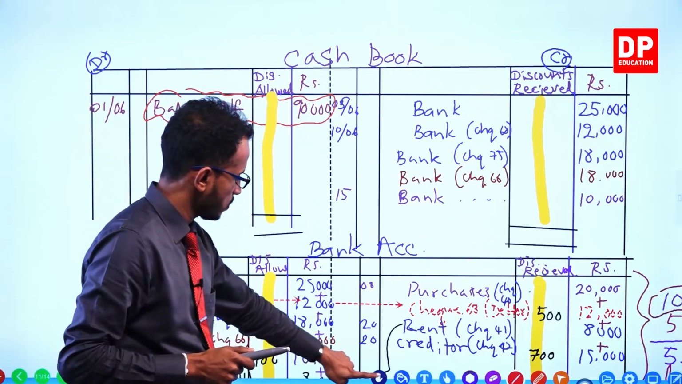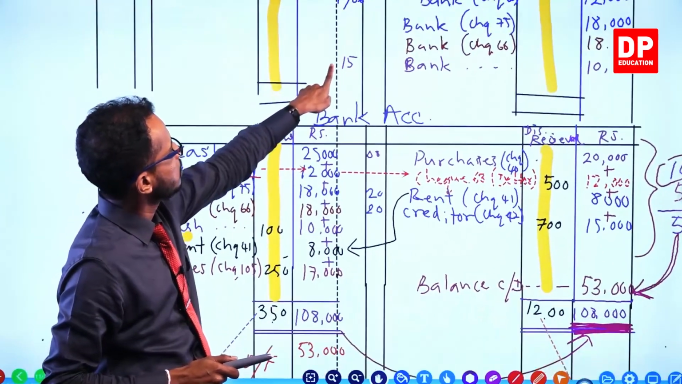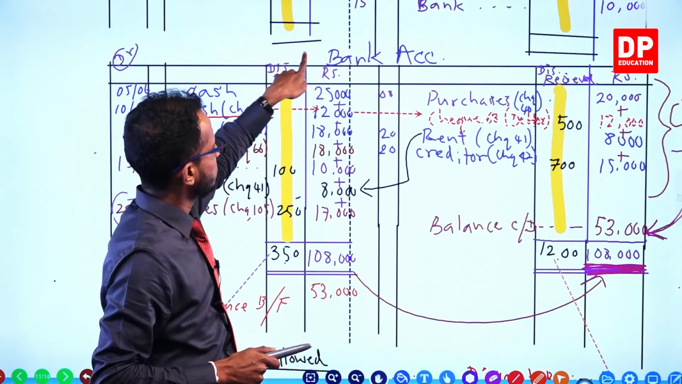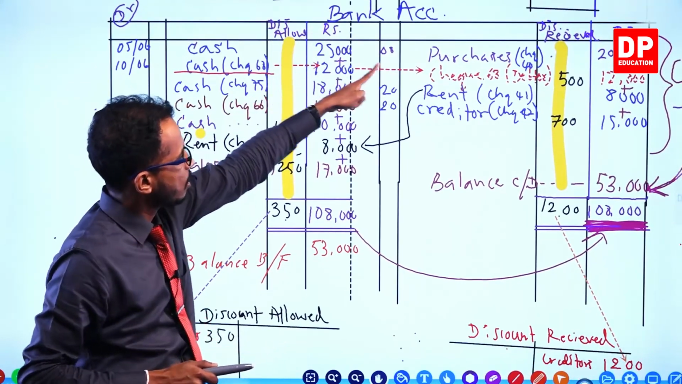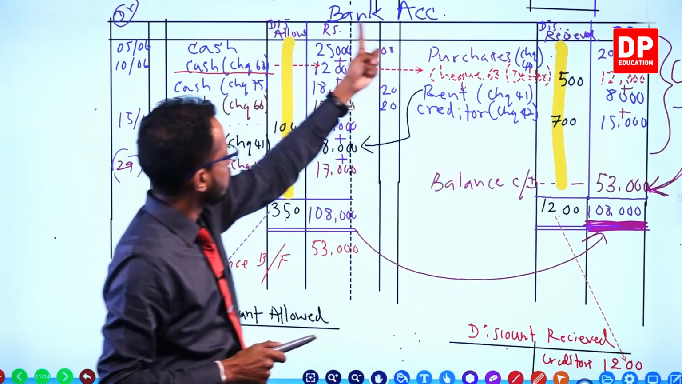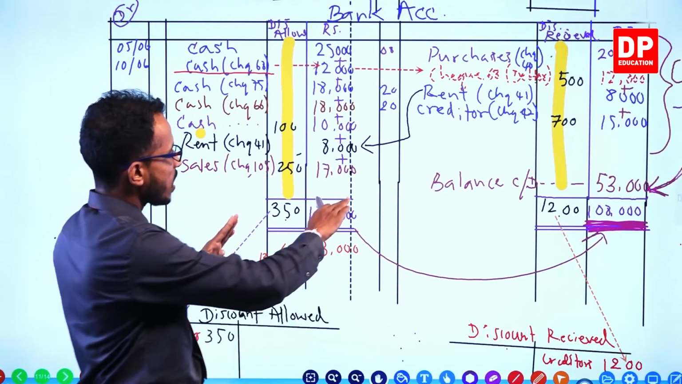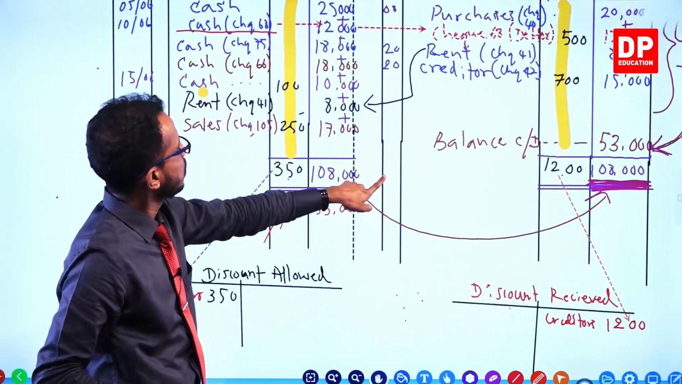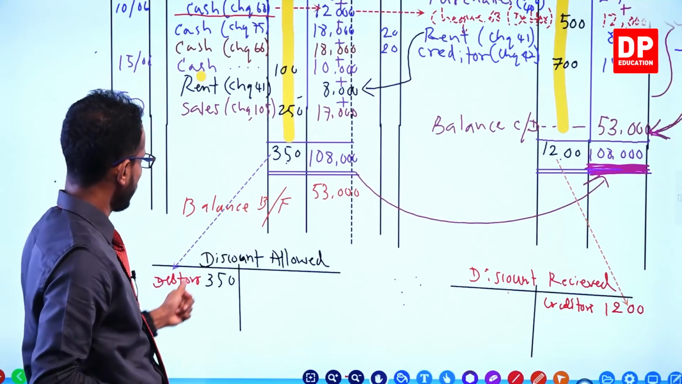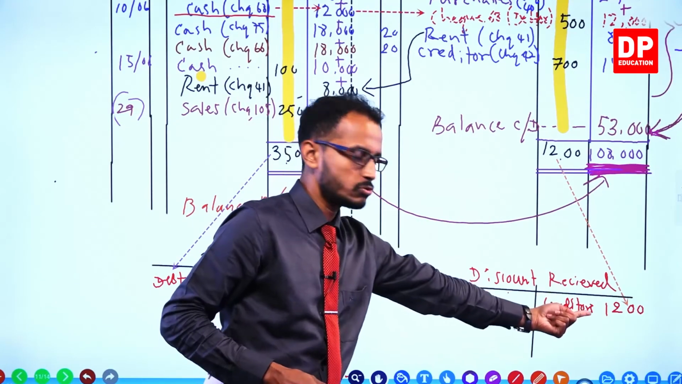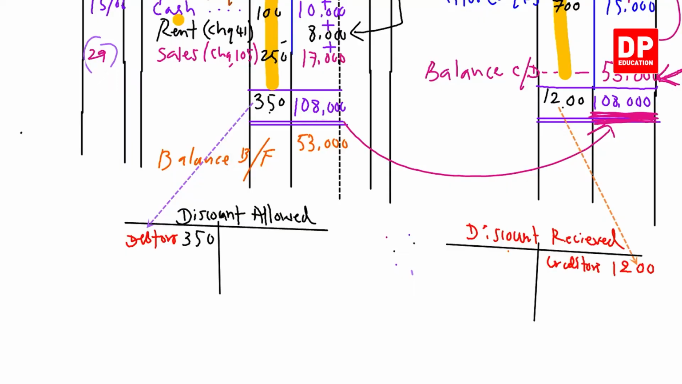We gave the same treatment to the discount columns of the bank book also. Finally, transfer the discount column totals to the relevant discount accounts. Discounts allowed debit, discounts received credit.